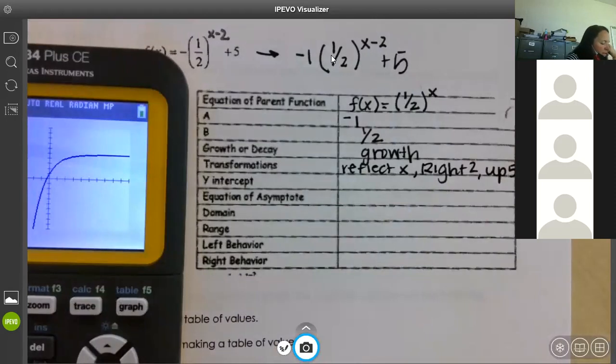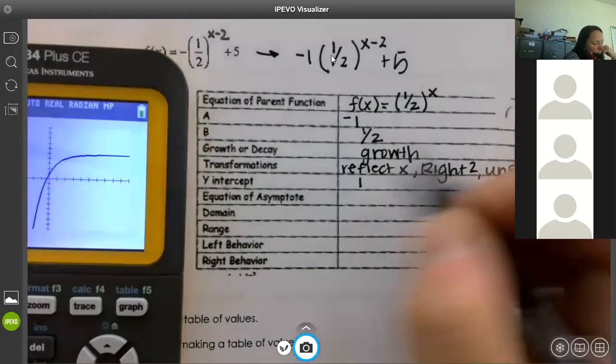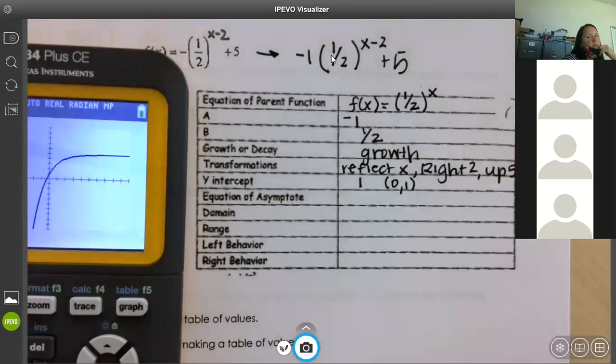Look at your graph. Where's your y-intercept? I'm going to ask one more time. What's your y-intercept? It's on my graph. 1. Again, you can write it as a coordinate. That's perfectly fine. Equation of the asymptote.